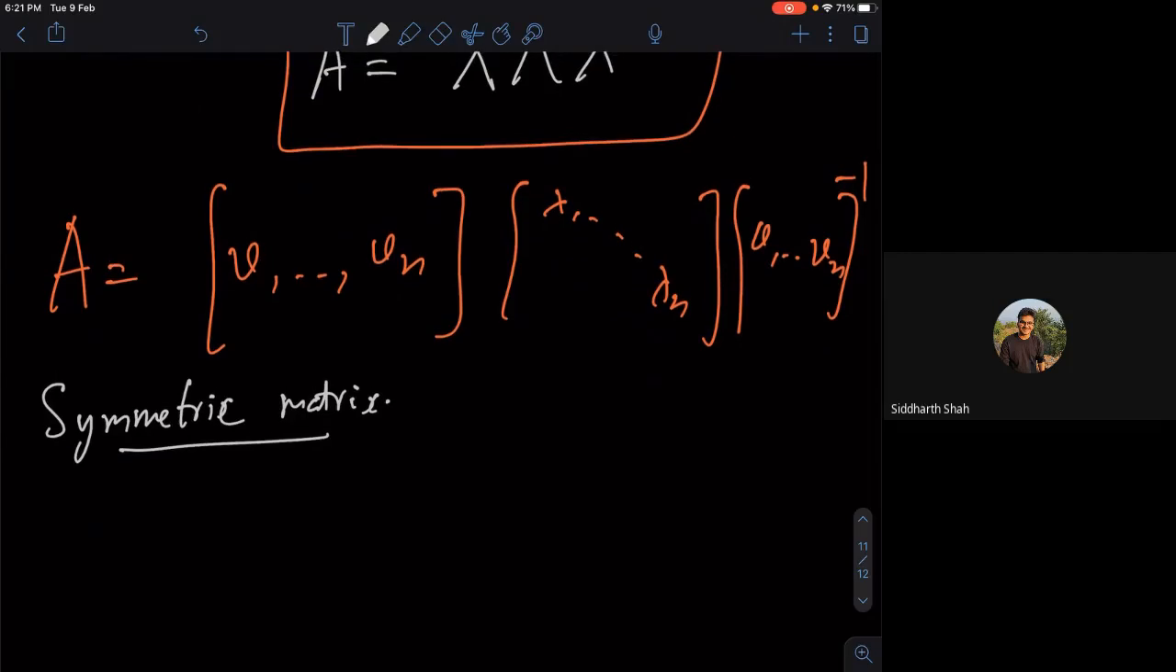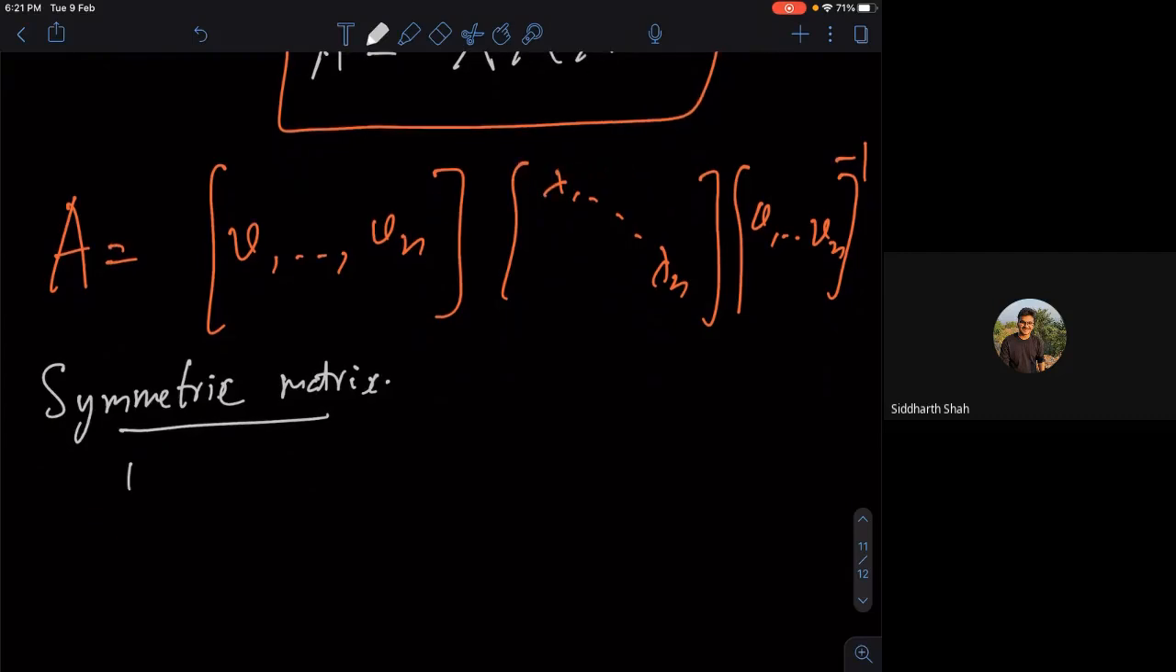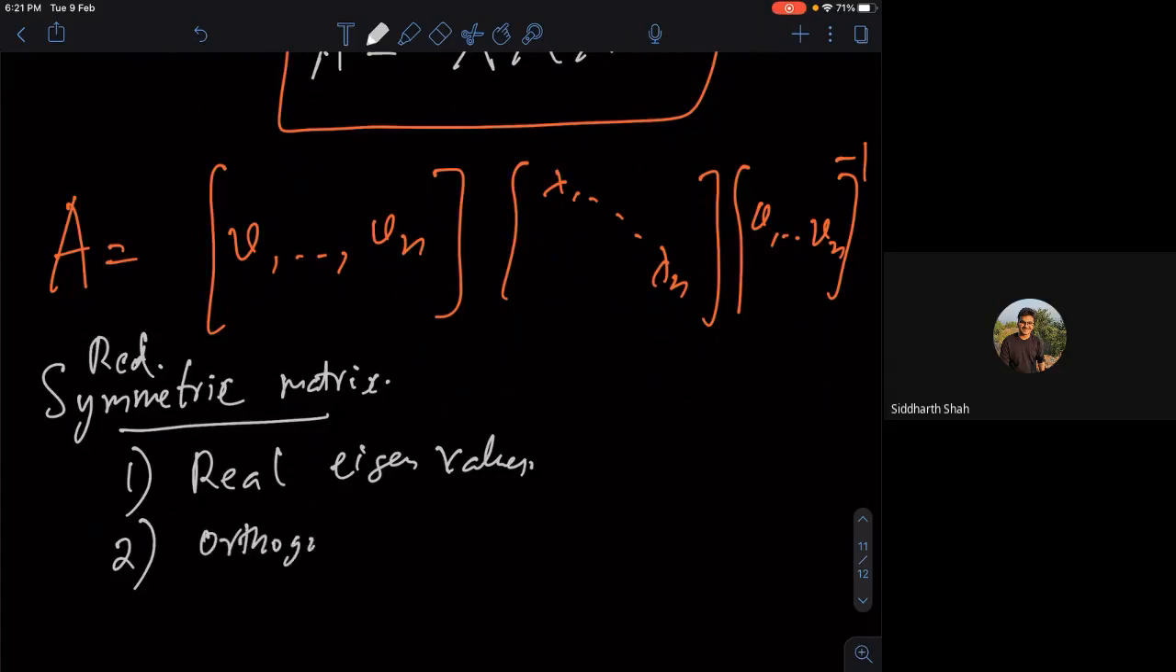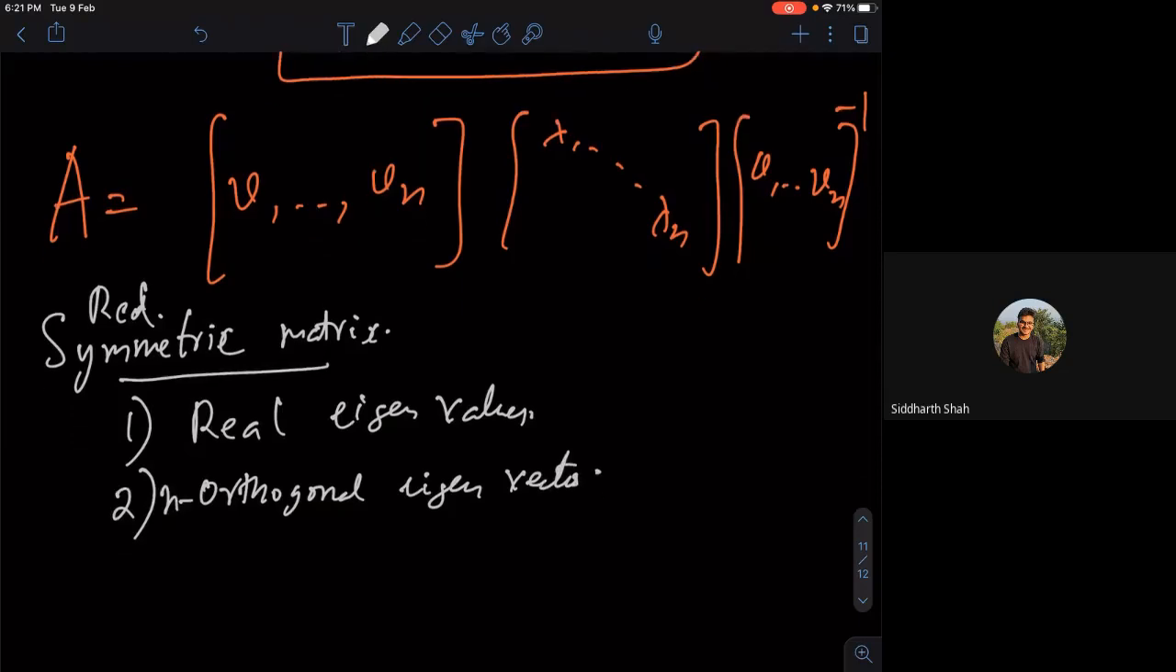We said some things. Some things are special for symmetric matrices. Let me just recap what the special things are about real symmetric matrices: real eigenvalues, and orthogonal eigenvectors. So n orthogonal eigenvectors.